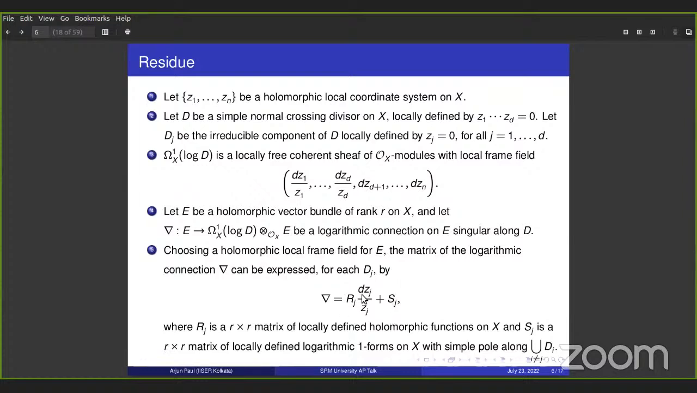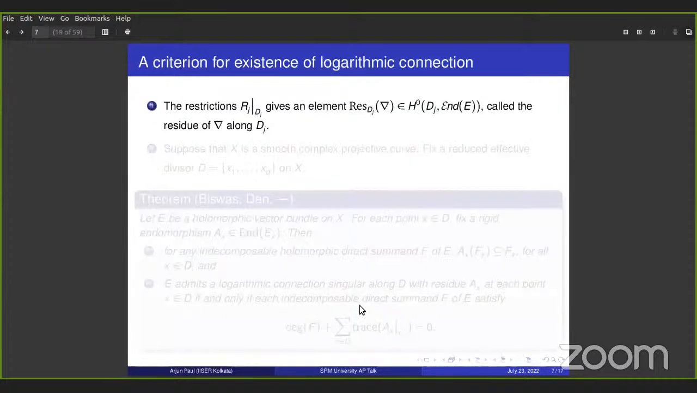Right. Then these locally defined matrices R_j glue together appropriately to define a global endomorphism of the vector bundle over the divisor Dj. Okay, and this global endomorphism over Dj is called the residue of this connection nabla along the irreducible component Dj of the divisor.